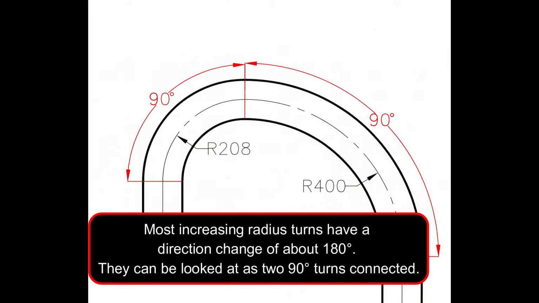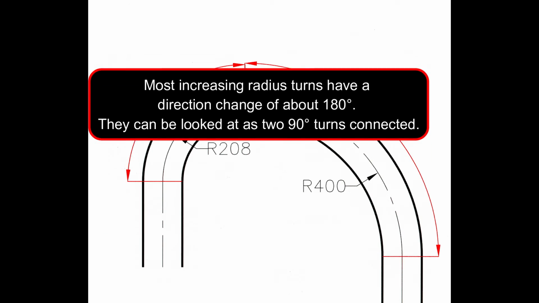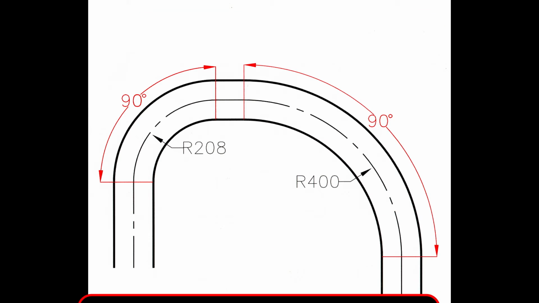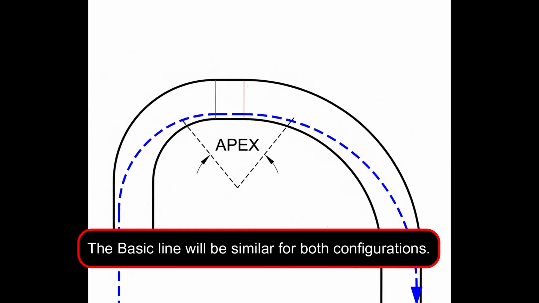Most increasing radius turns have a direction change of about 180 degrees. They can be looked at as two 90-degree turns connected. Sometimes there will be a small straight section between the two halves, as shown here. The basic line would be similar for both configurations.